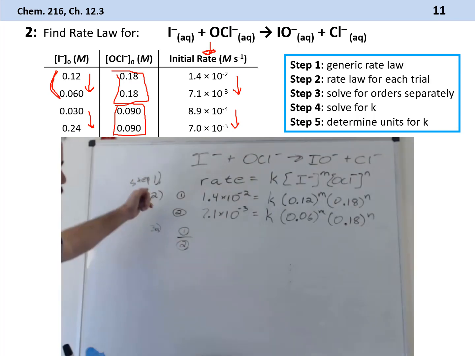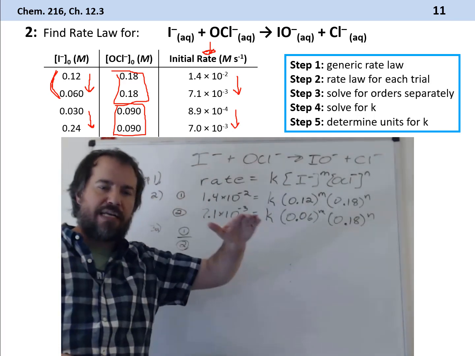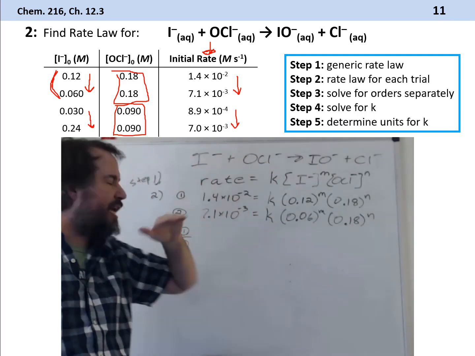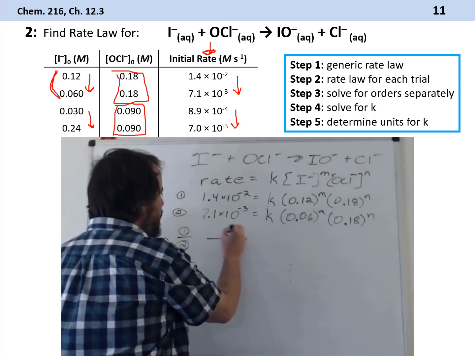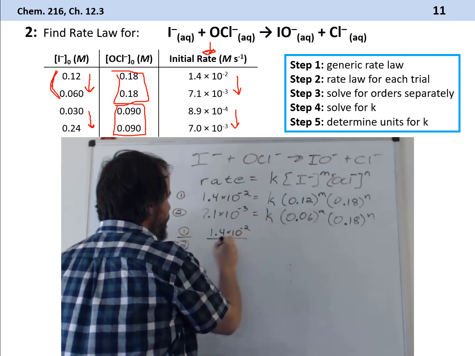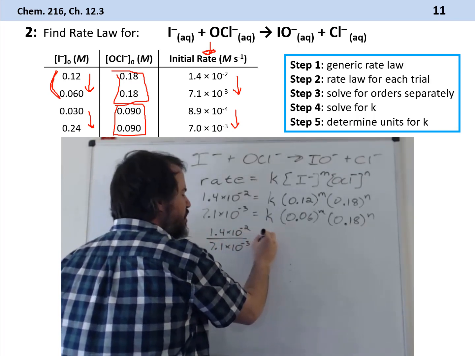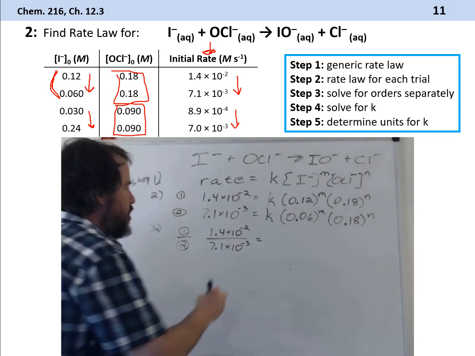The reason why I do 1 over 2 is I want the faster rate to be on top. The reason being is when I do this, I want to get a number that's greater than 1. I'll explain later on why this is the case. It works either way, but it's just a little bit easier.